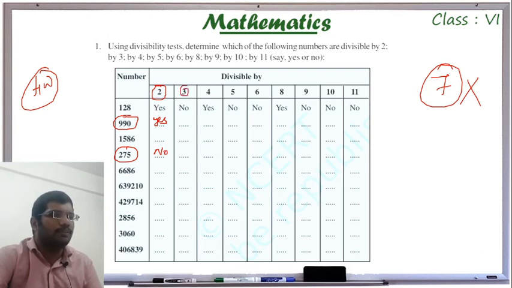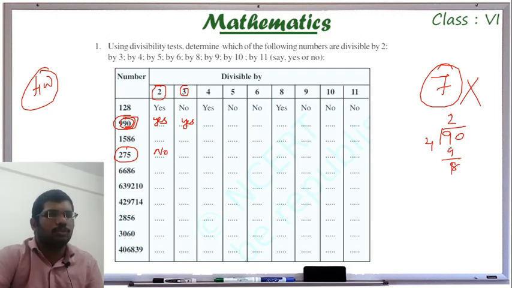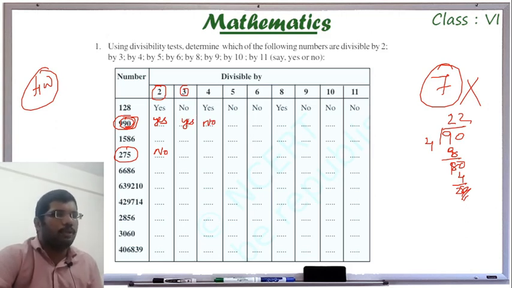In the case of 3, we have to take the sum of digits. It is 9 plus 9, 18. 18 plus 0 is equal to 18. 18 is divisible by 3. So 990 is also divisible by 3. And in the case of 4, take the last two digits. The last two digits are 90. Check whether 90 is divisible by 4 or not. So 90 is not divisible by 4. Therefore 990 is also not divisible by 4.